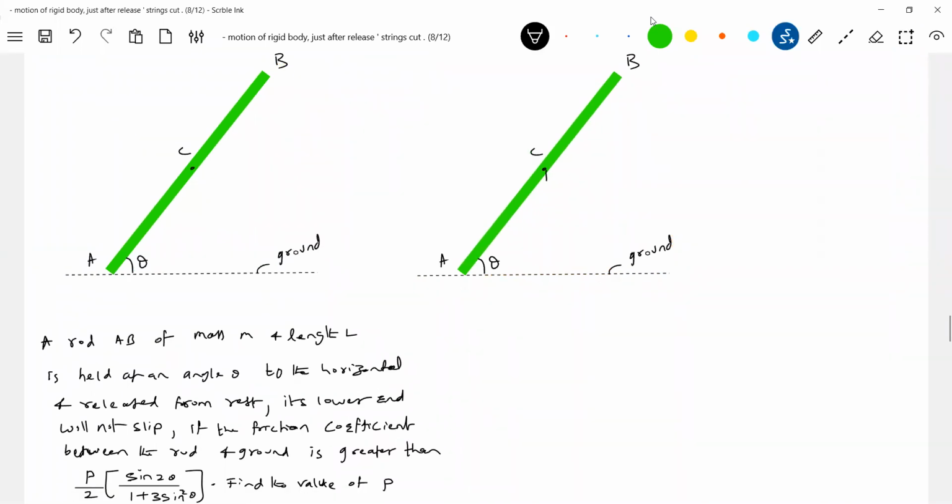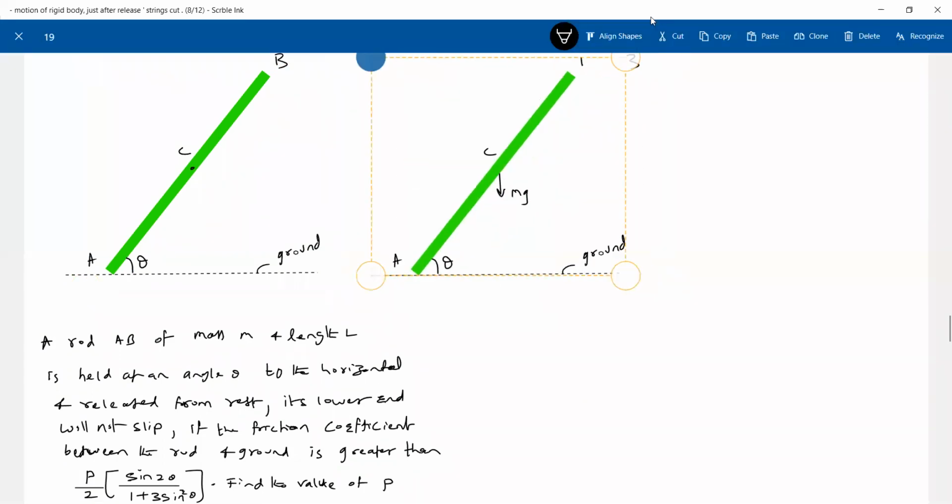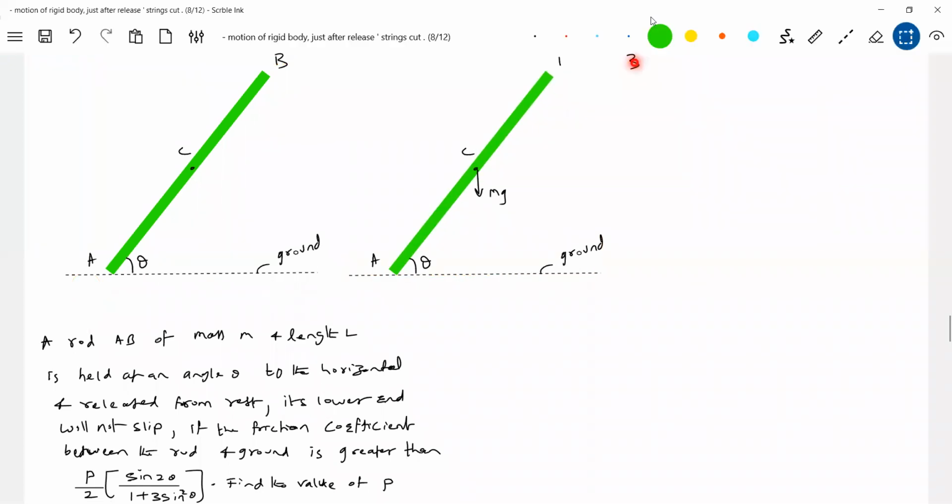The free body diagram here, this is mg. First, we'll show all the forces. This is Ny. The friction must act towards the right only. You should not ask me why towards right. These are the forces that are acting.